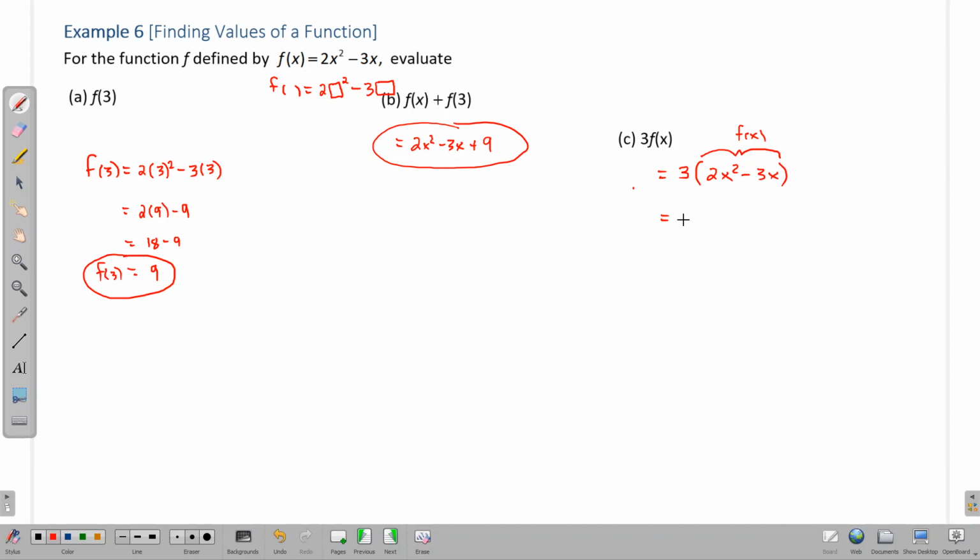Okay, then distribute through the parentheses, so you get 6x squared minus 6x. Oh, sorry, minus 9x. Careful there, multiplying all the way through. And that's it. Again, you can't do anything else with this. Can't simplify it. These are not like terms. You could factor a 3 out, but then you're right back to this. So that's it for these two.